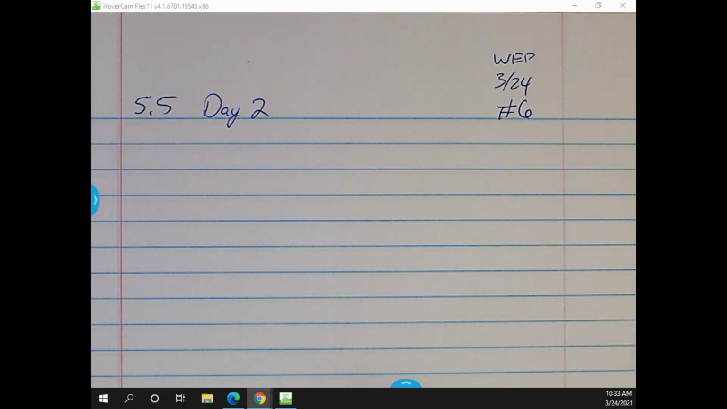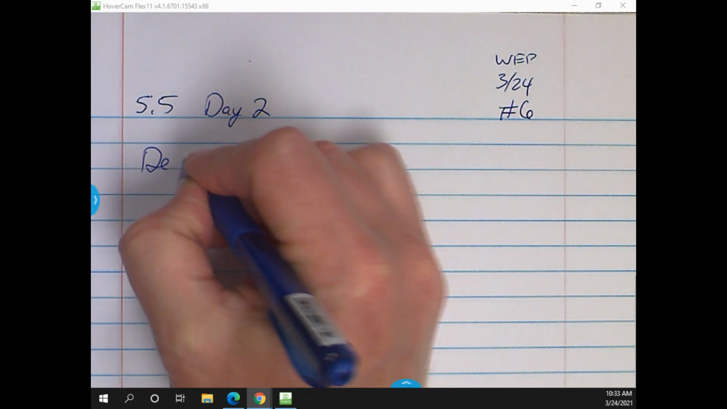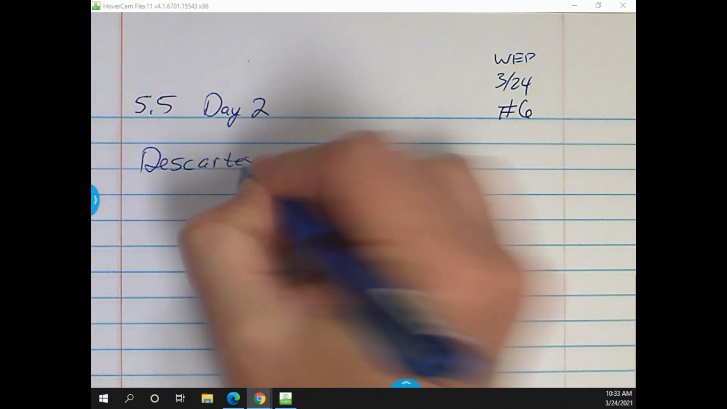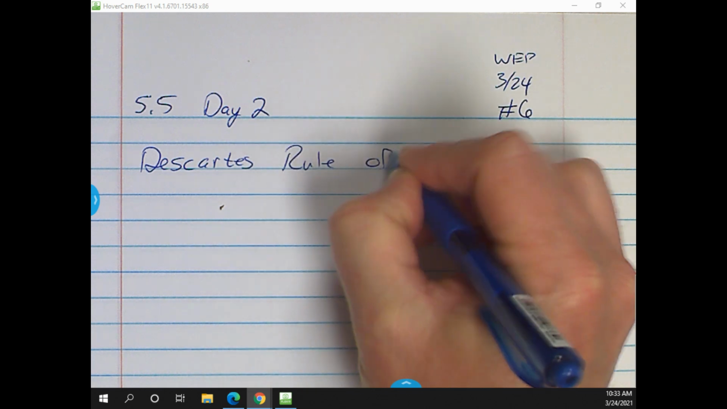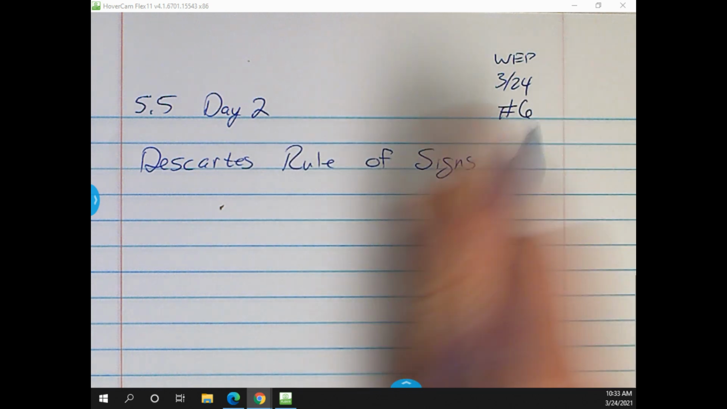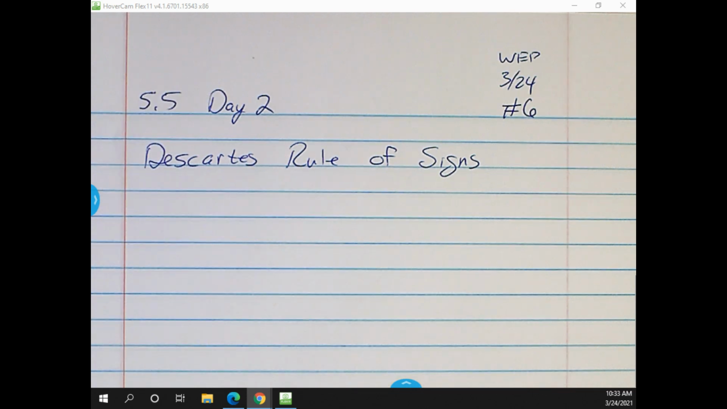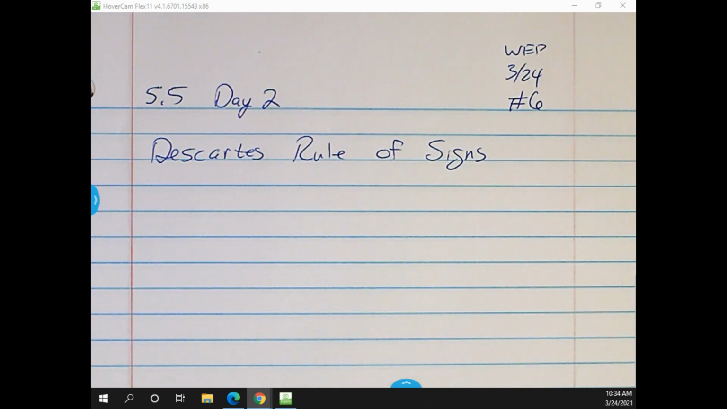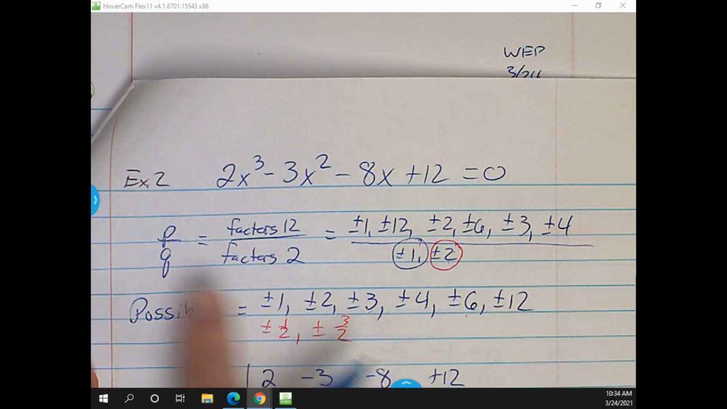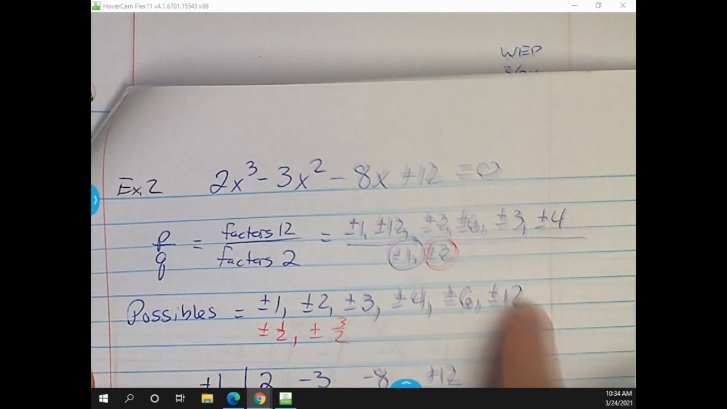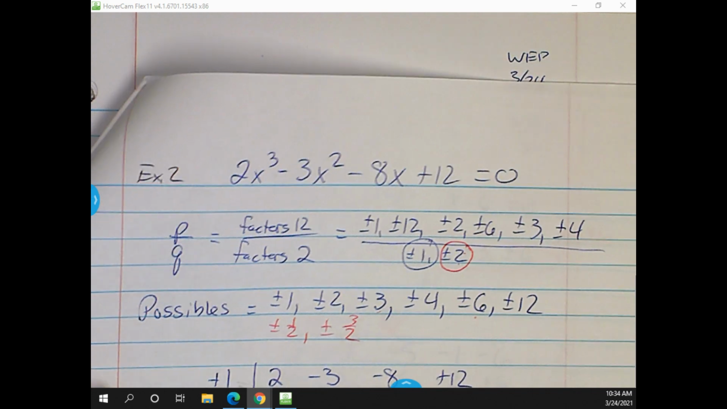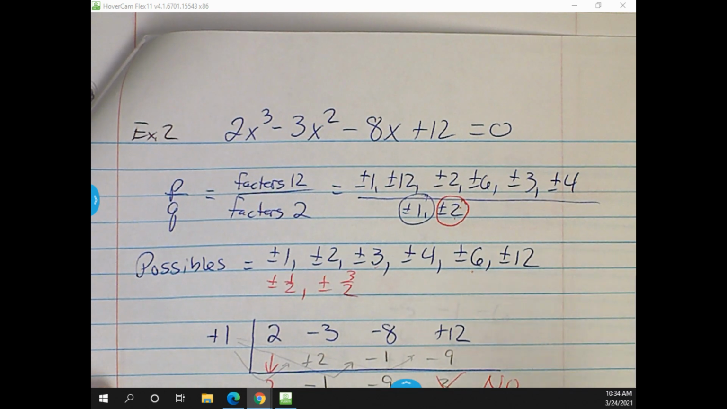The very first thing we're going to do in the last part of section 5 here is Descartes' rule of signs. And for what we're doing on this part of it, this is kind of going back to what we did yesterday, when we were doing the P over Q thing. We came up with all this list of factors, and then we had to go back and check these.